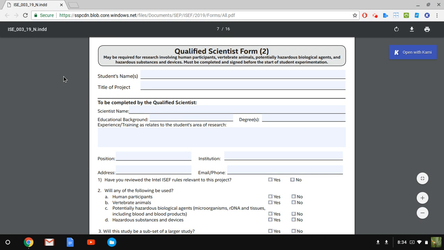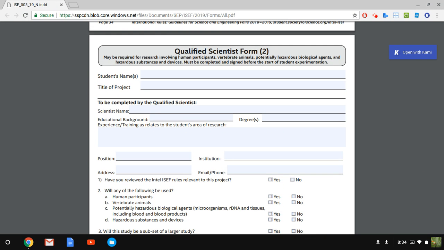Okay, so if you're watching these in order, the previous one we talked about was the Form 1C that you have to fill out if you're working with a qualified scientist. This is another form that goes along with that. Keep in mind, the 1C form needs to be filled out after your research has been completed. The Form 2 is one that must be completed and signed before the start of your experimentation.